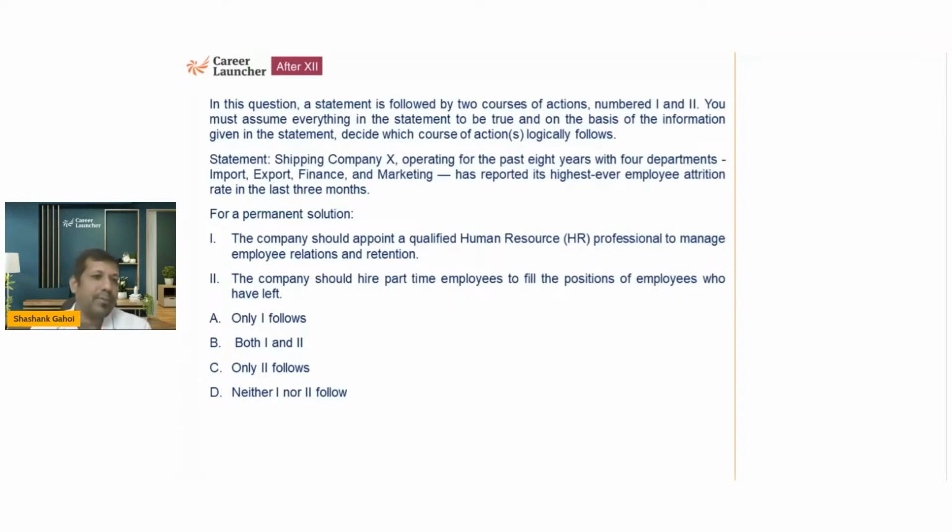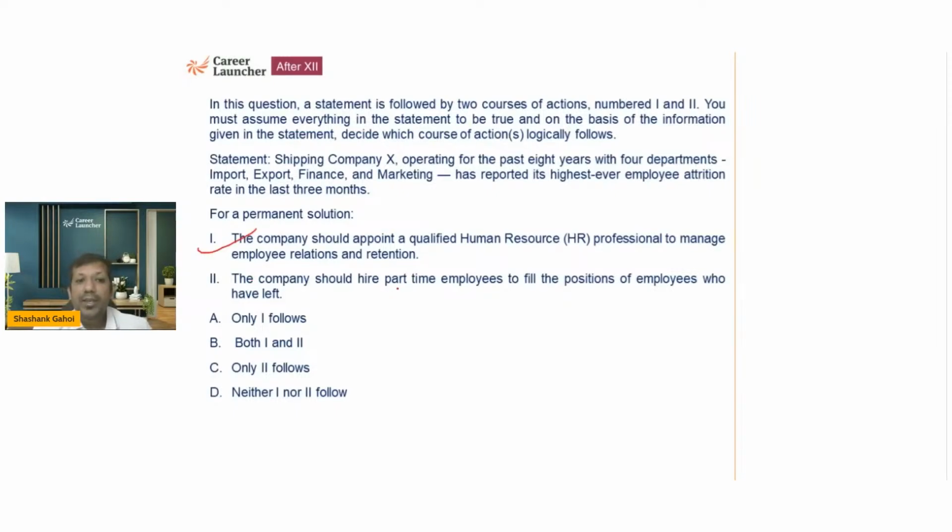Now, the company should appoint a qualified human resource professional to manage the employee relation and retention. Obviously, this is the first step that the company should take, right? So the first one is definitely true.